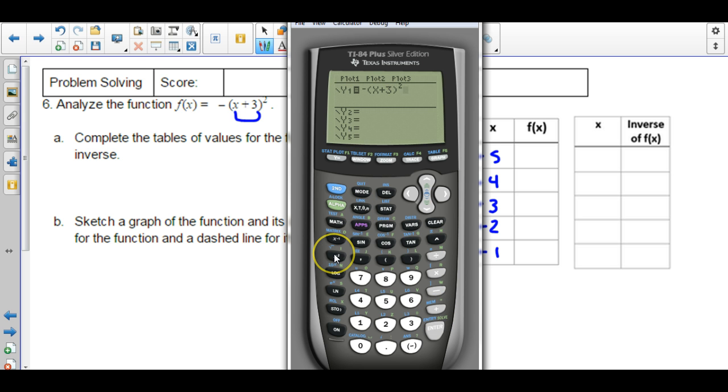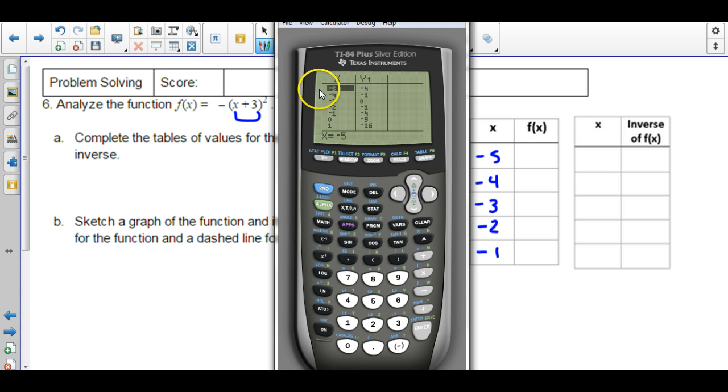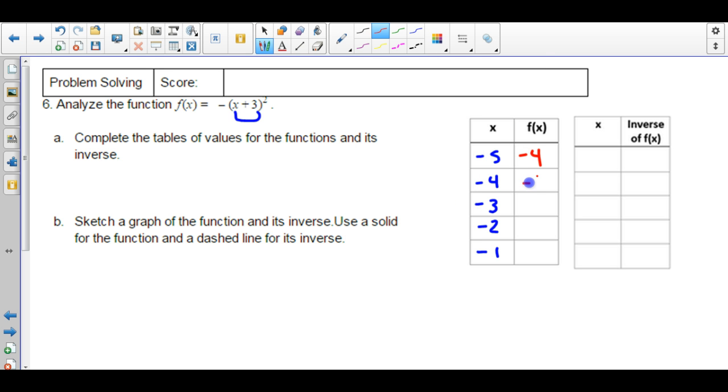squared. Okay, and once you have that in, I'm going to hit second and then graph. And it's going to give me a table of values. So I'm looking basically for the values that I have on my current table, and then I can just fill in. If these are my x's, I'm going to take a look at the associated y's. Looks like I have -4, -1, 0, -1, and -4. And again, when you do your inverse function, all you're going to do is flip-flop your x and your y values.